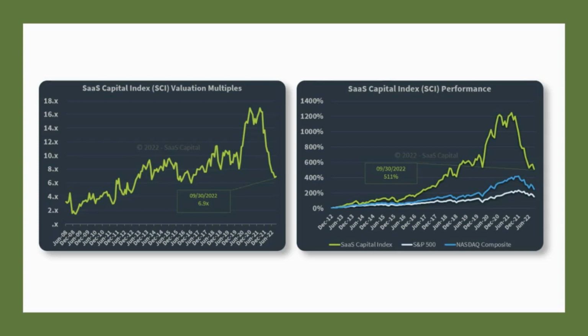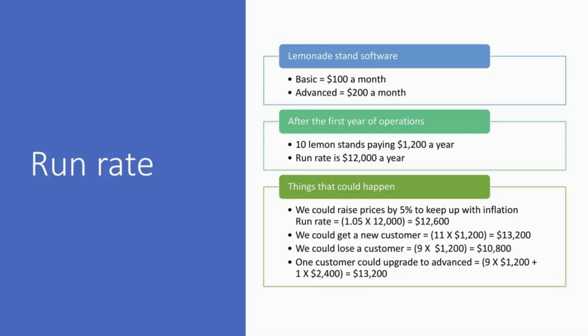Now, to understand a SaaS firm, we need to start with the basics, and that is run rate. So we're going to use the example of lemonade stand software. Let's say that we've built a piece of software that anybody who operates a lemonade stand can use to more efficiently run their business. And we're charging $100 a month for that. And the advanced version is at $200 a month.